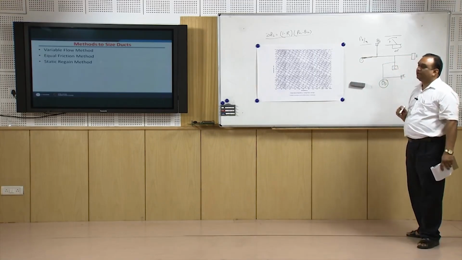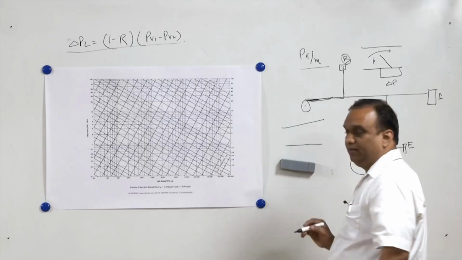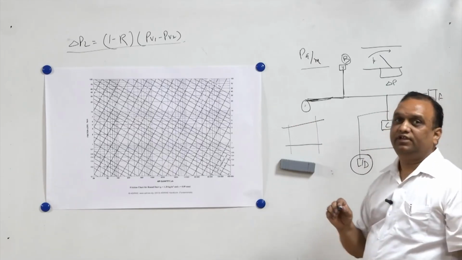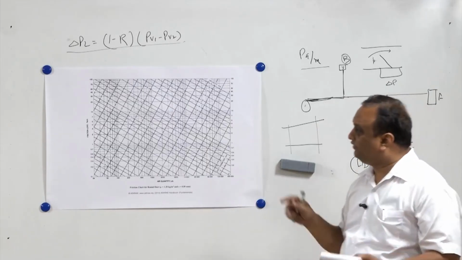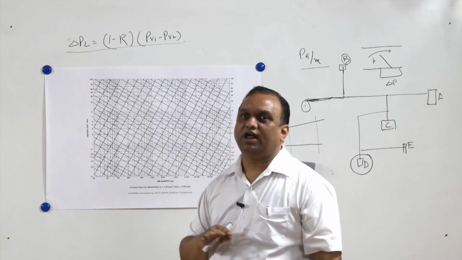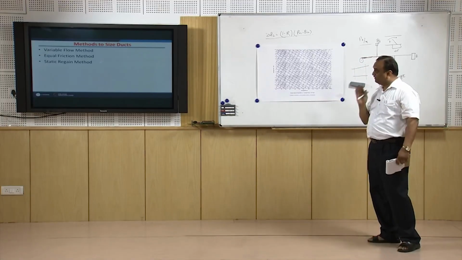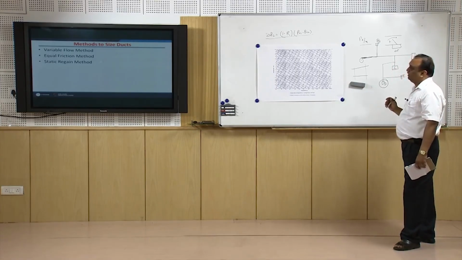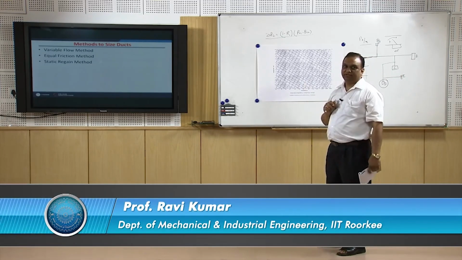Now the static regain method I have already explained to you, and in the static regain method the duct network is designed in such a way that static regain in a particular section is sufficient to overcome the friction loss in the subsequent section. So this static regain method is used for large duct networks where optimum design is a major concern of the designers. And normally for small scale duct designs, the variable flow method and equal friction methods are used.